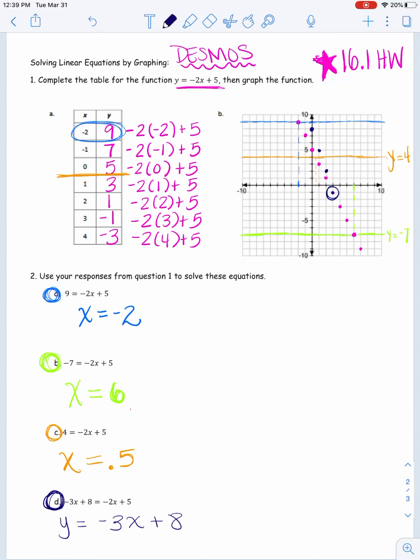And you can see that I have just overlapped my pink line right there at that point. So where does that actually happen? When x is 1, 2, 3. So the intersection is (3, negative 1). We would say that the solution is x equals 3.